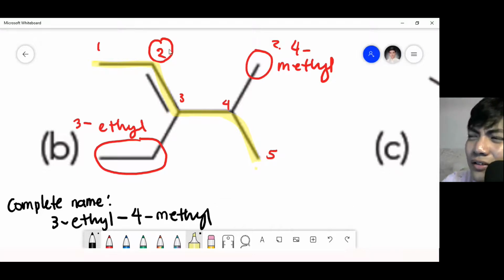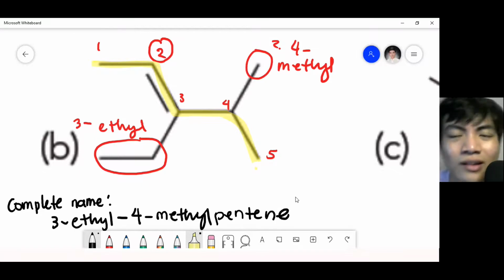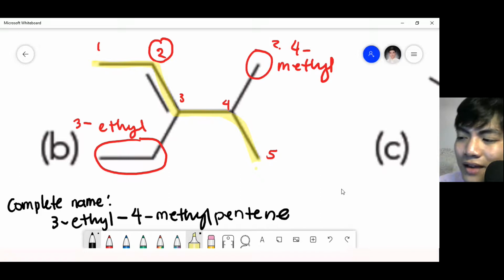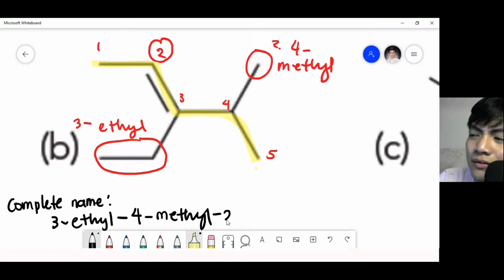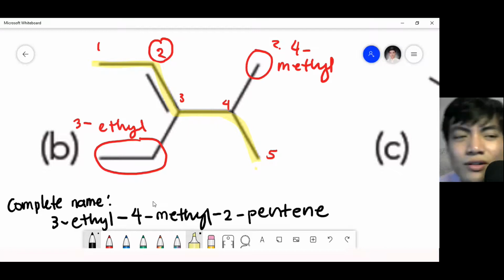and that will be followed by what? Ito na naman. Ilalagay ko ba pentene agad? No, that's wrong. Why is it wrong? Because I have to indicate the carbon where the double bond begins. So, saan ba nag-start yung double bond? In carbon number 2. So, I have to write it before the parent name. So, instead of writing pentene agad, you have to indicate 2 followed by the parent name. So, the complete name of this molecule will be 3-ethyl, 4-methyl, 2-pentene.